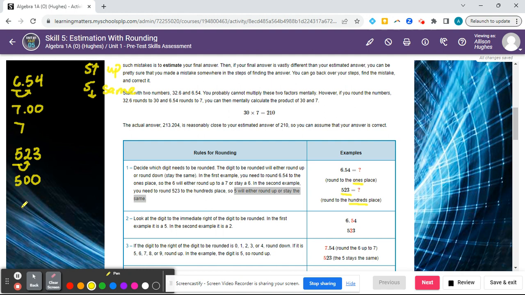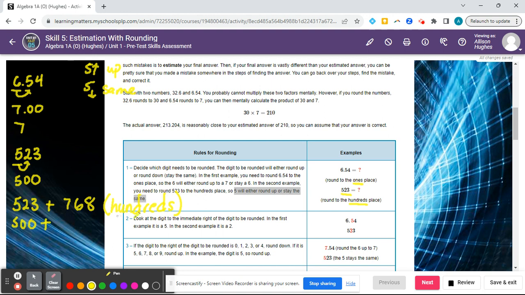So you're going to do that with each of your numbers. So say we had 523 and we were going to add that to, say, 768. We already know that 523 rounded to the nearest hundreds place is 500. So we're going to do that rounding to both of our numbers, and once they're rounded, then we can add them together. So your other number is 768 in this example right here.